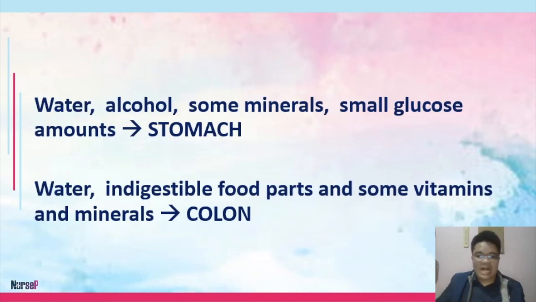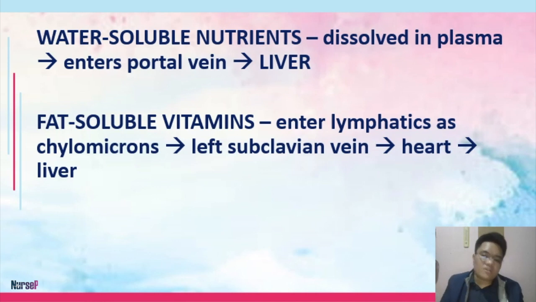Then, we have water, alcohol, minerals, and glucose. Okay? Some amounts of glucose are absorbed in the stomach, whereas water, indigestible food parts, and some vitamins and minerals are handled in the colon. When I say colon, that usually refers to your large intestine. Then, water-soluble nutrients are dissolved in the plasma and would enter your portal vein. From the portal vein, they would go towards your liver where they will be processed and metabolized. And then your fat-soluble vitamins would enter your lymphatic system as chylomicrons. Then they would go towards your left subclavian vein, going to your heart, and then later on going towards your liver. So that's how your fat-soluble vitamins would work.